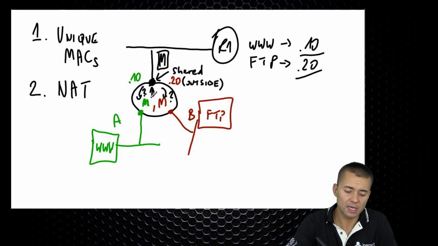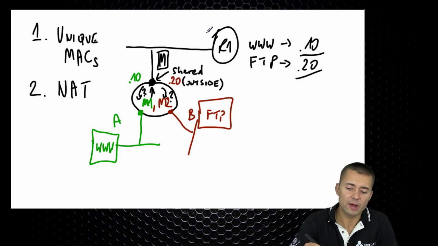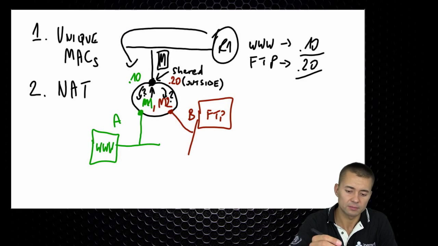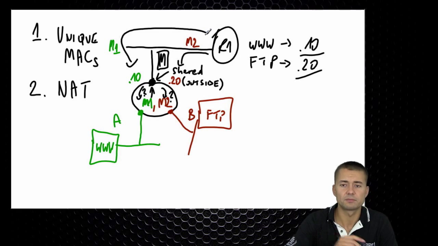So this is going to mean that in our case, A is going to get a MAC, let's say M1, versus B is going to get MAC 2. Now when router 1 wants to talk to this guy here, it is going to be sending the frames to M1, versus if it wants to send a frame to this next hop, it is going to be sending the packets to this MAC.